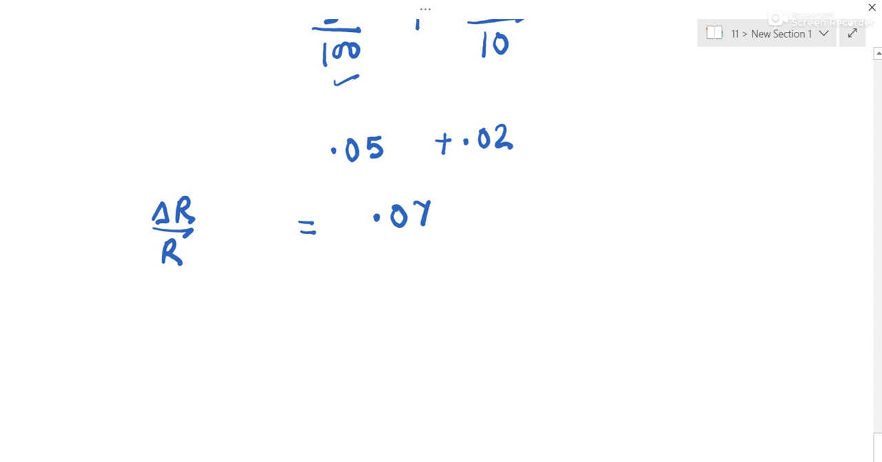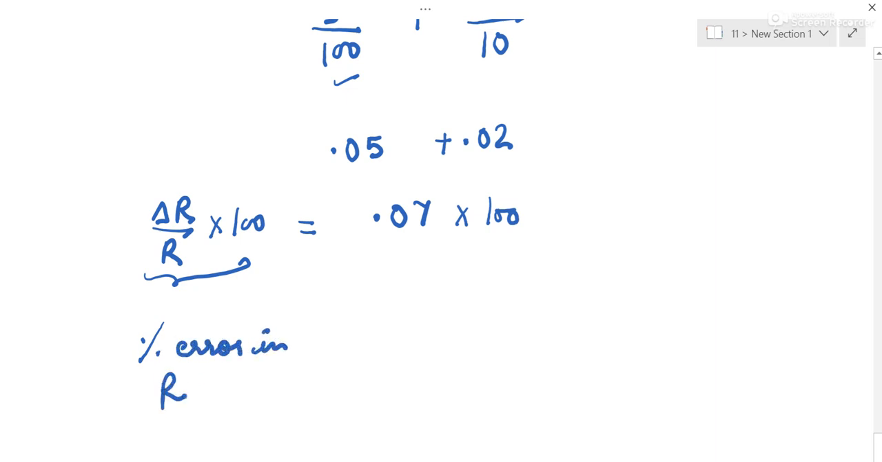But this is relative error. Okay, but we have to find a percentage error. So we'll multiply this side with 100 and this side with 100. So we'll get, what is the name of this quantity? Percentage error in resistance is equal to, this is your 7%. So let us get to the next numerical.